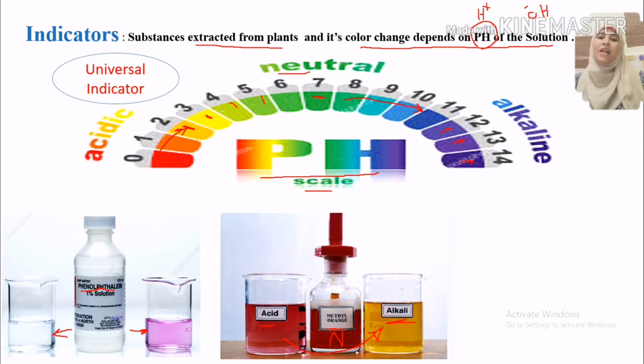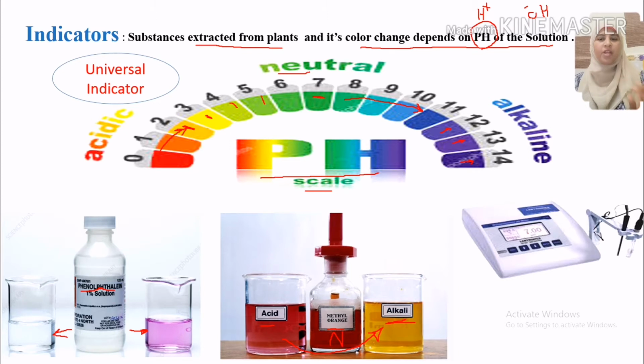And of course we have the pH meter. The pH meter is a very accurate method for determining the pH of your solution. Of course we will have a reading that indicates the pH of your solution to 2 decimal places.